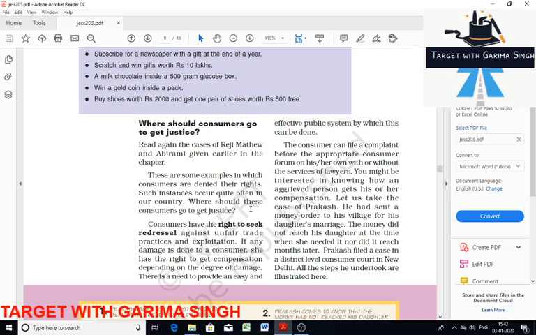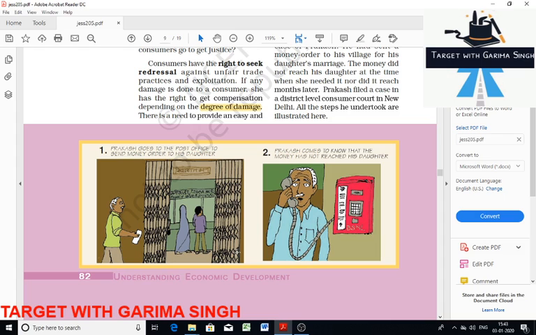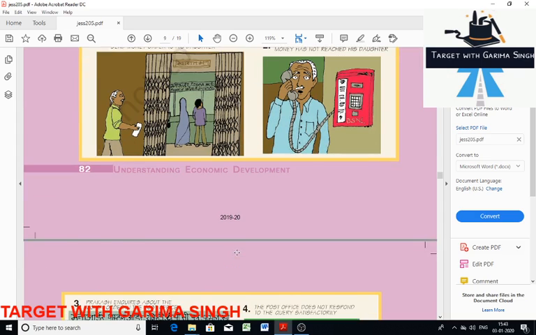Then the right to seek redressal. A consumer has the right to seek redressal against unfair trade practices and exploitation. If any damage is done to the consumer, he or she gets compensation depending on how much damage has been done. If less, then less compensation; if more damage is done, then more compensation. Compensation is based on the degree of damage. Next is the right to representation in consumer court.